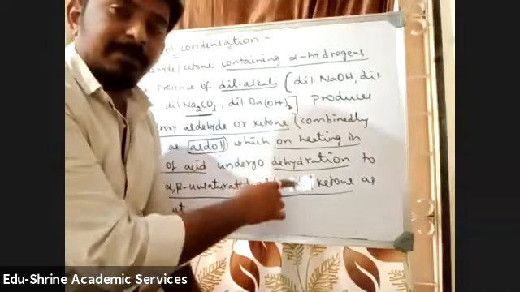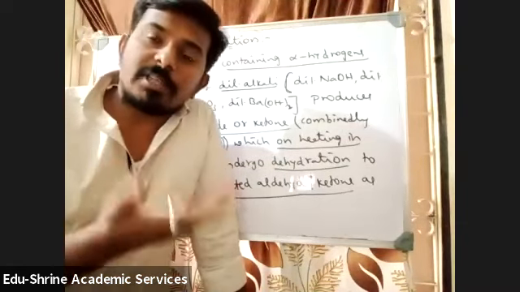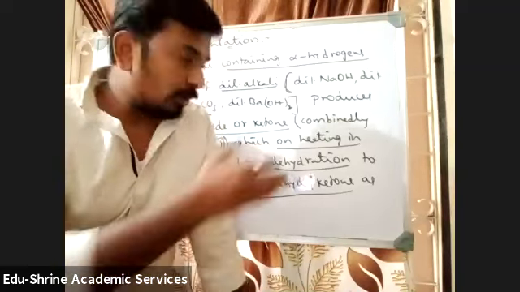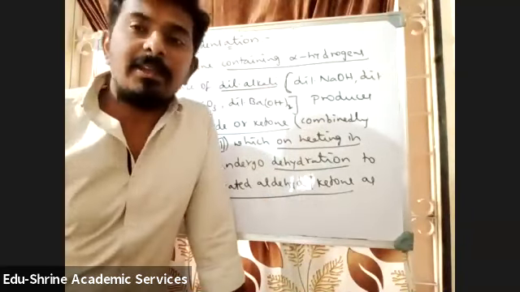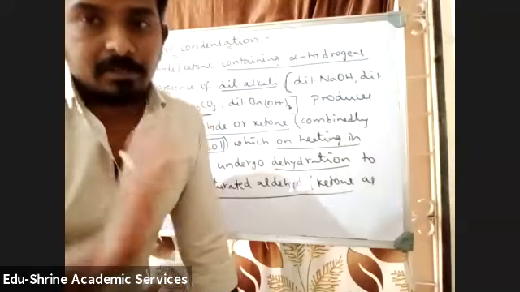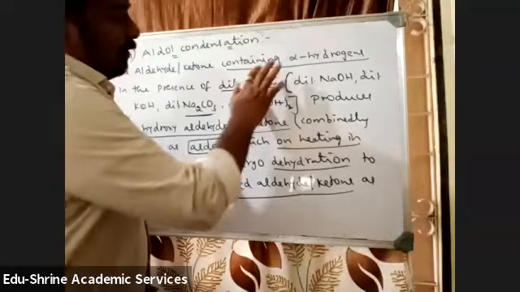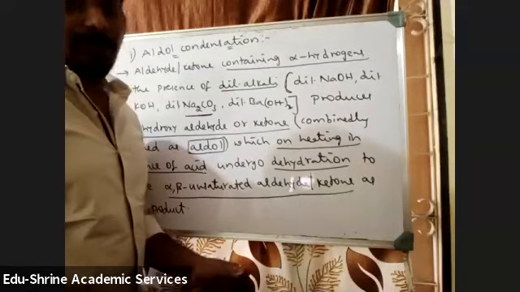So A is the first step, B is the second step. For 3 marks, how they will ask is, define aldol condensation, explain with an example. So you need to write this definition and give an example for aldol condensation. That is how the questions can be asked. But for 1 mark, it is going to be very, very important. So it must contain an alpha hydrogen.